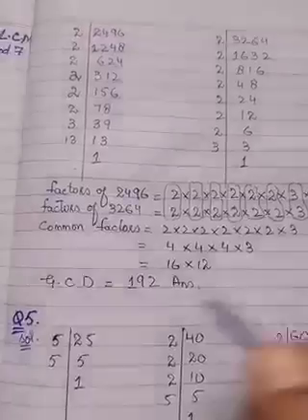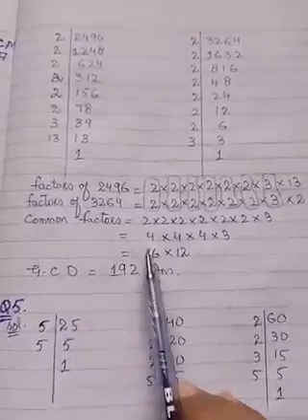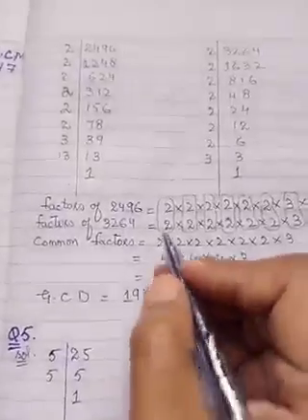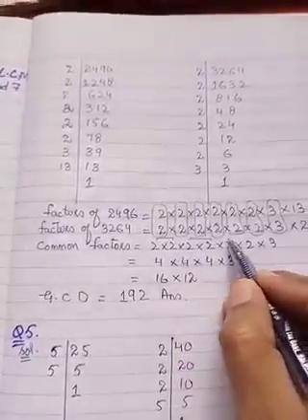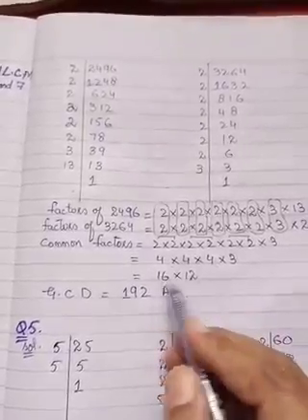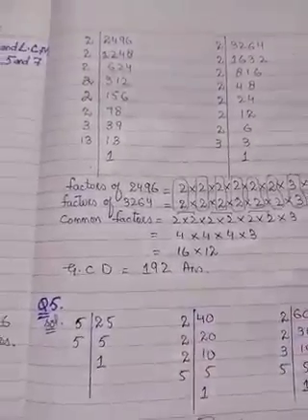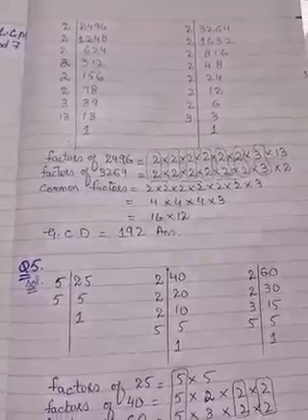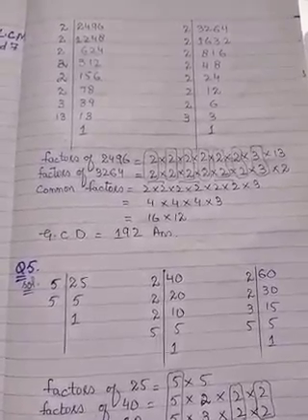Right? Then what we will do, as we know, the GCD is the product of all the common factors. The common factors we have: 2 2s are 4, 2 2s are 4, 2 2s are 4, and 3. You can multiply the values in the shortest form. 4 multiplied by 4 multiplied by 4: 4 4s are 16, 4 3s are 12. 16 multiplied by 12 is 192. It means 192 is the greatest number by which you can divide the given numbers completely.